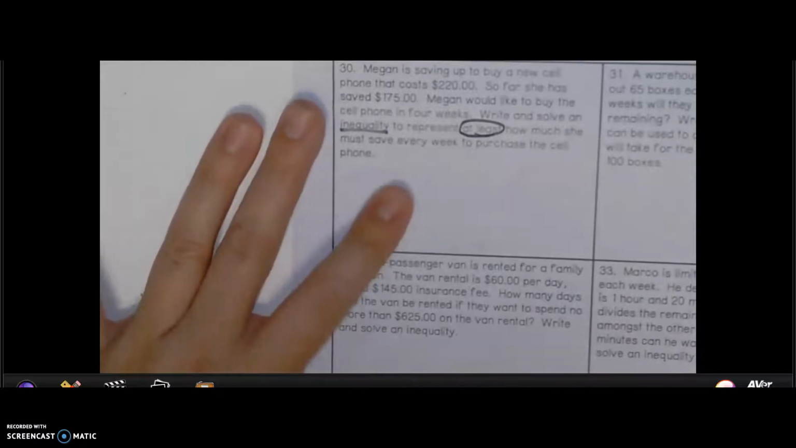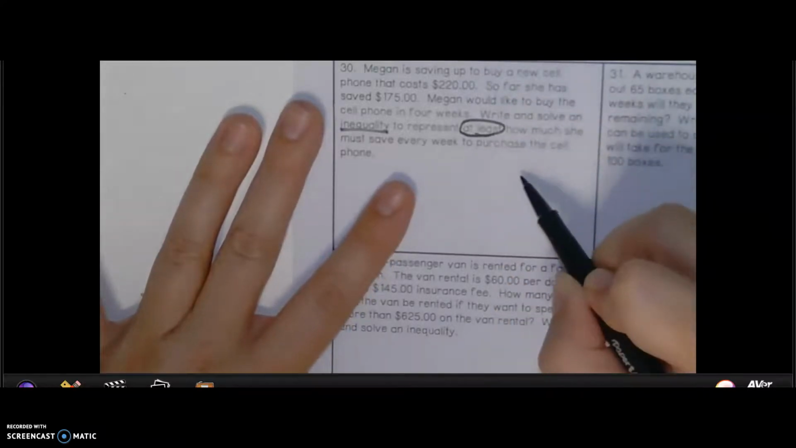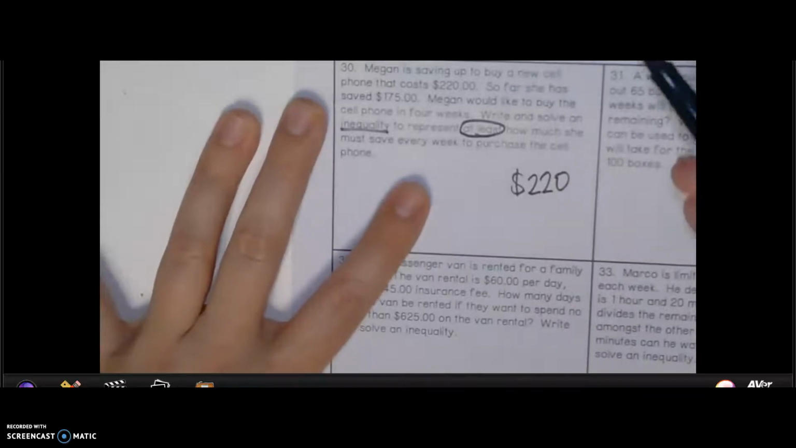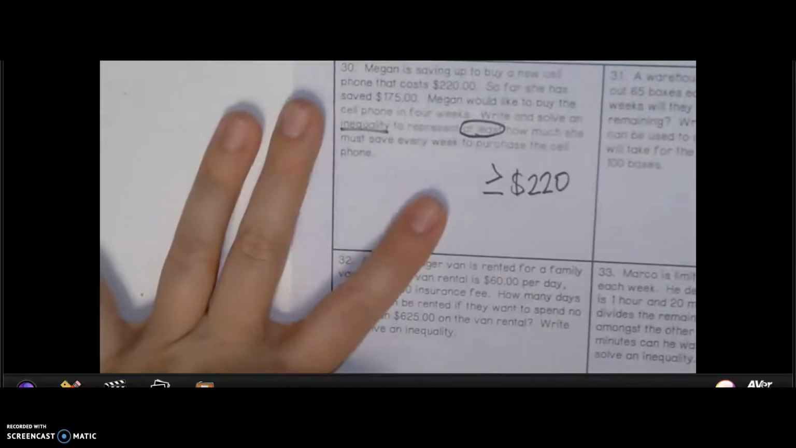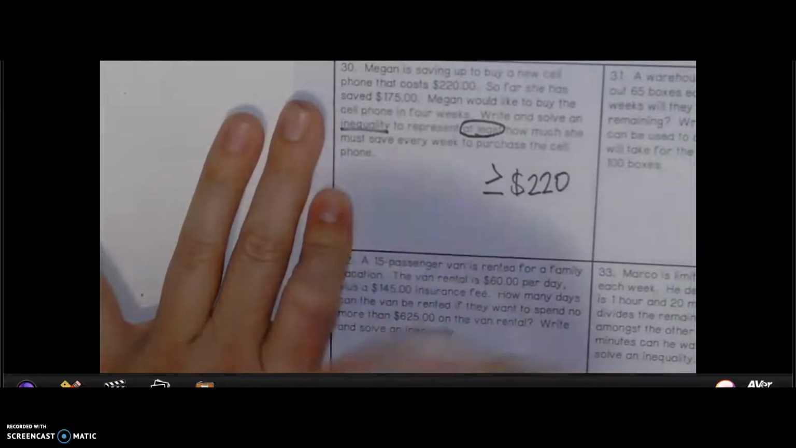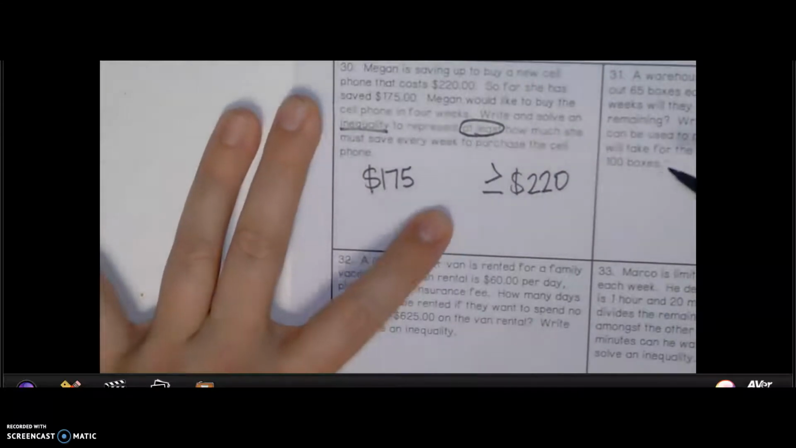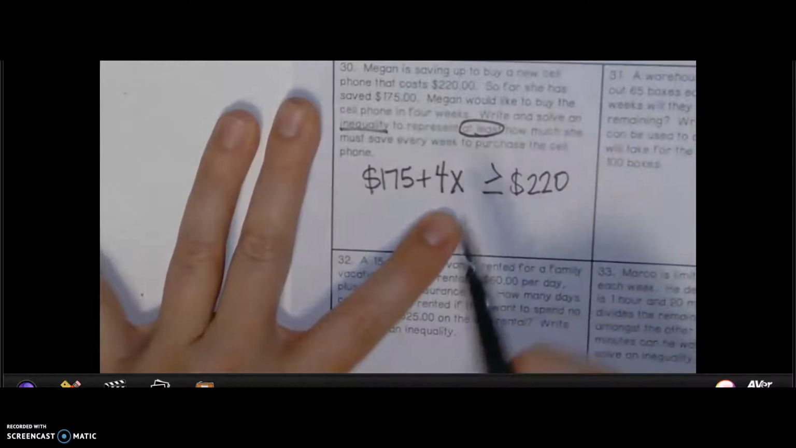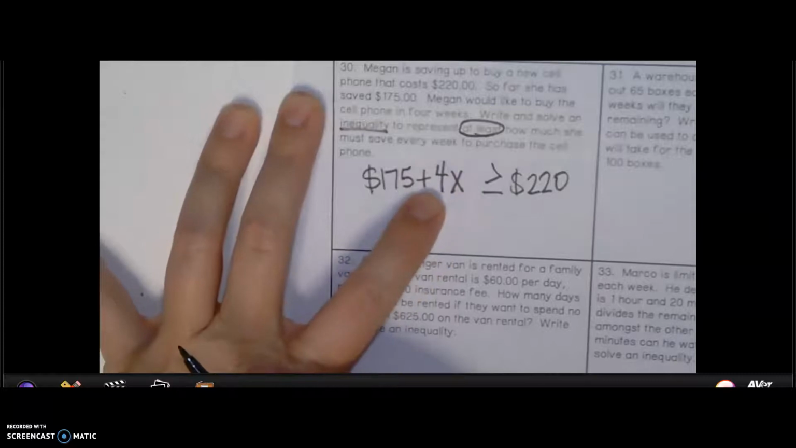So let's go forward with what we know. Megan is saving up to buy a new cell phone that costs $220. So we know the cost of the cell phone is $220. We also heard at least, right? At least 220. So greater than or equal to 220. So far, she's saved $175, and she would like to buy the phone in 4 weeks. So plus 4x. Our x right here stands for the amount she needs to save each week over those 4 weeks.